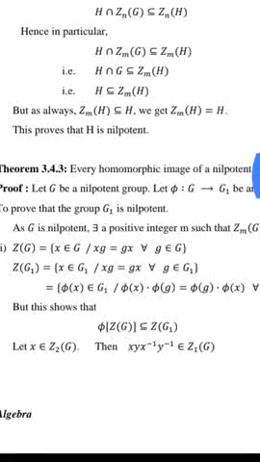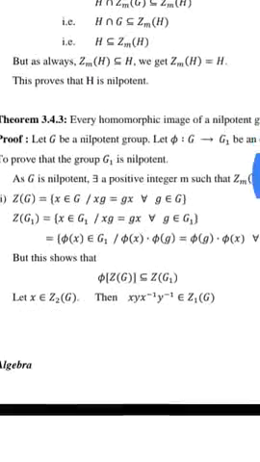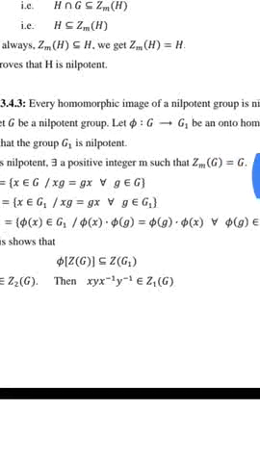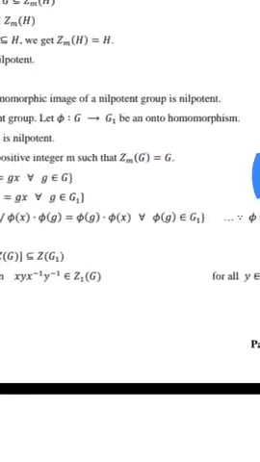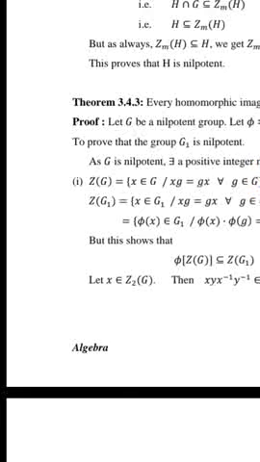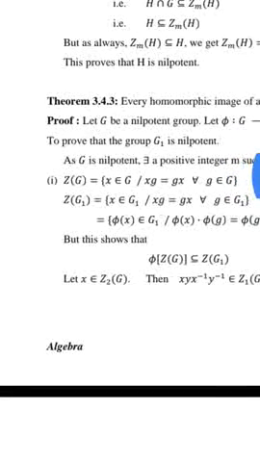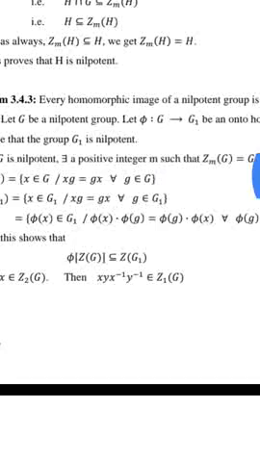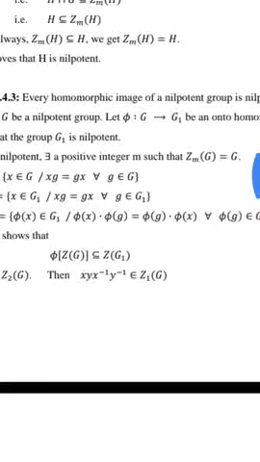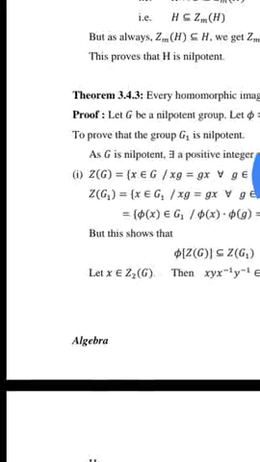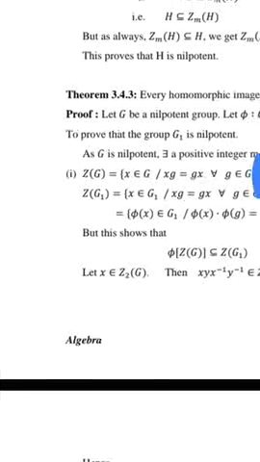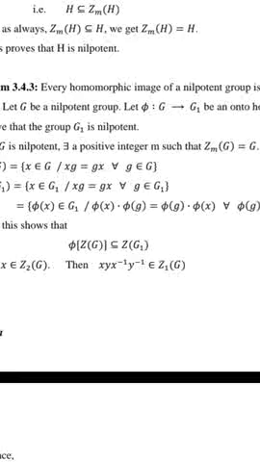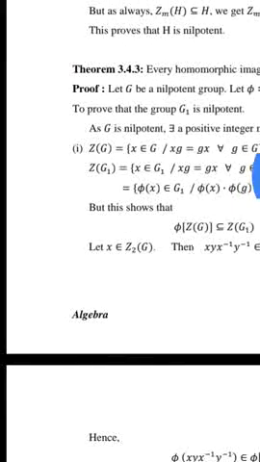Next theorem: homomorphic image of a nilpotent group. Prove that every homomorphic image of a nilpotent group is nilpotent. Now suppose that G is nilpotent, and define a mapping phi from G to G_1 to be an onto homomorphism. We have to prove that G_1 is nilpotent. As G is nilpotent, there exists a positive integer m such that Z_m(G) is equal to G.